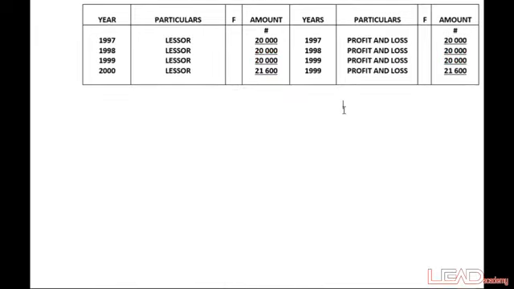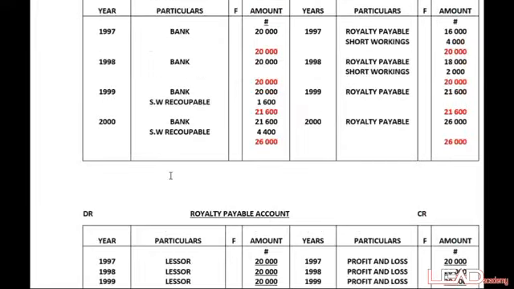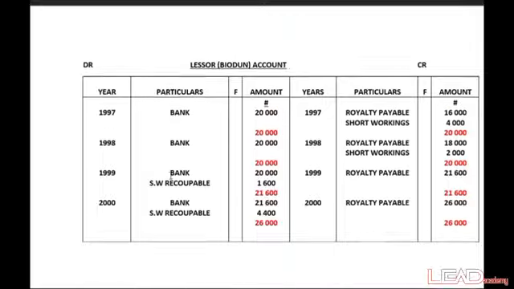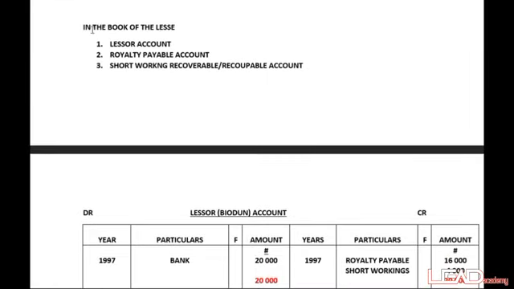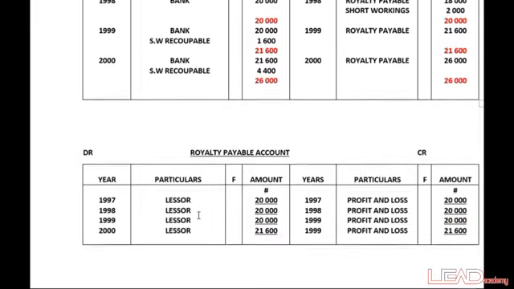And in calculating the account of the lessor, you are going to create the lessee account, the royalty receivable account, and the short workings account. So now in creating this, you're just going to get the opposite. Here we had the account of the lessor. As I said earlier, you get the opposite, which means everything on the credit side will be on the debit side, while everything on the debit side will be on the credit side. And the words too. This is royalty payable. What's the opposite of royalty payable? Royalty receivable. What's the opposite of lessor? It is lessee. So you are just getting the opposite of the transaction.